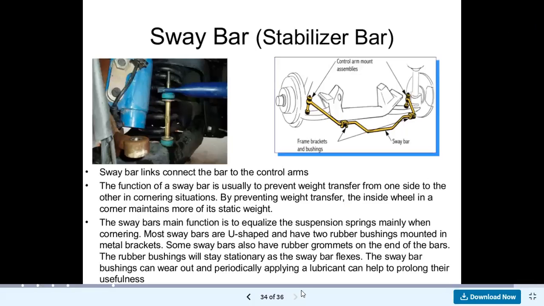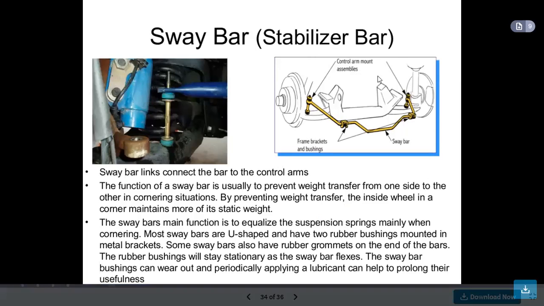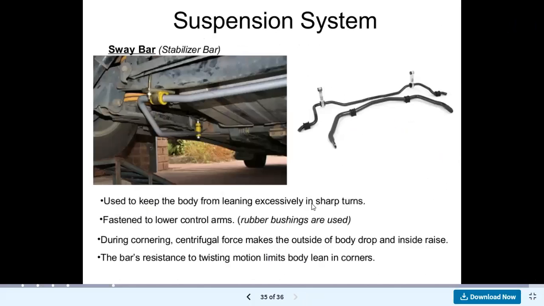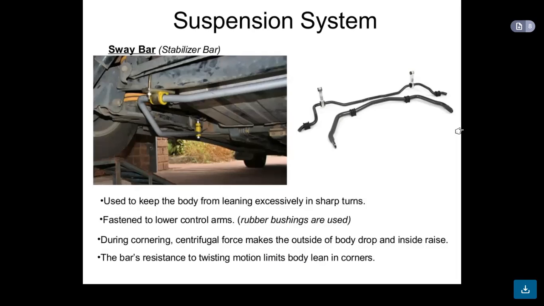Sway bar or stabilizer bar is also available for stabilizing that vehicle. And this is the diagram of sway bar. It is used to keep the body from leaning excessively in sharp turns, fast turns. To lower control arms, rubber bushings are used. During cornering, centrifugal force makes the outside of body drop and inside rise. The bar's resistance to twisting motion limits the body lean in corners.